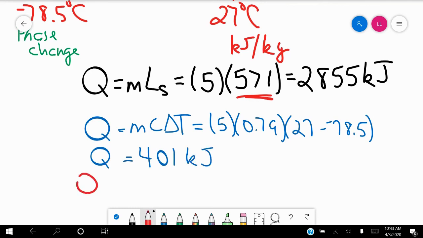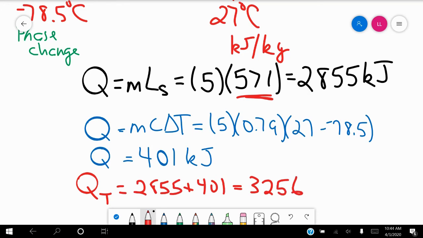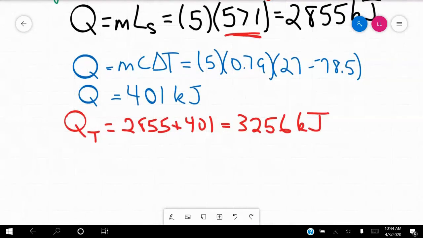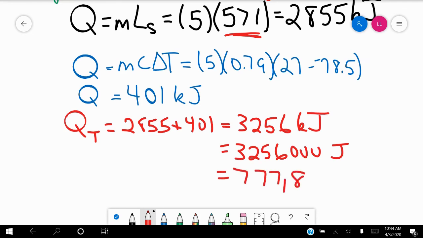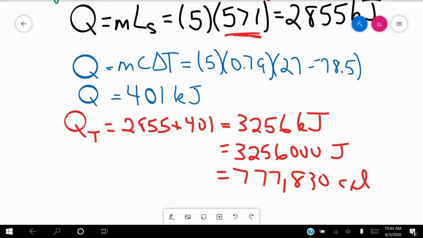And now the last step is just to find the total heat. We're just going to add the 2,855 plus the 401, and that's going to give us 3,256 kilojoules. You can go through the process of converting to the different units. So this would be 3,256,000 joules, which then also translates to be 777,830 calories.